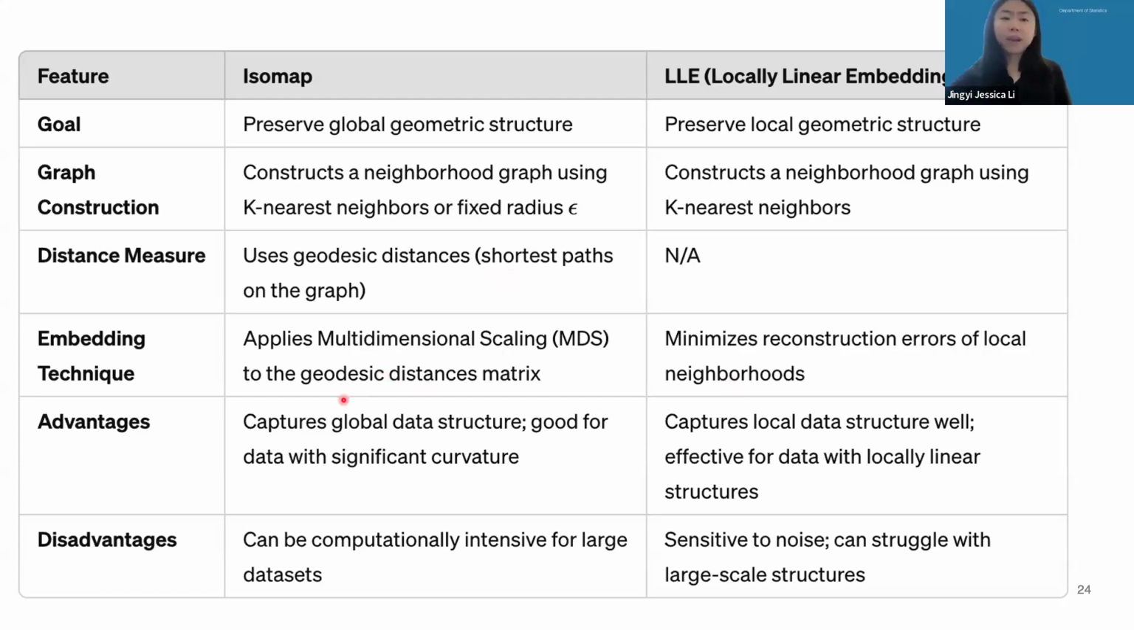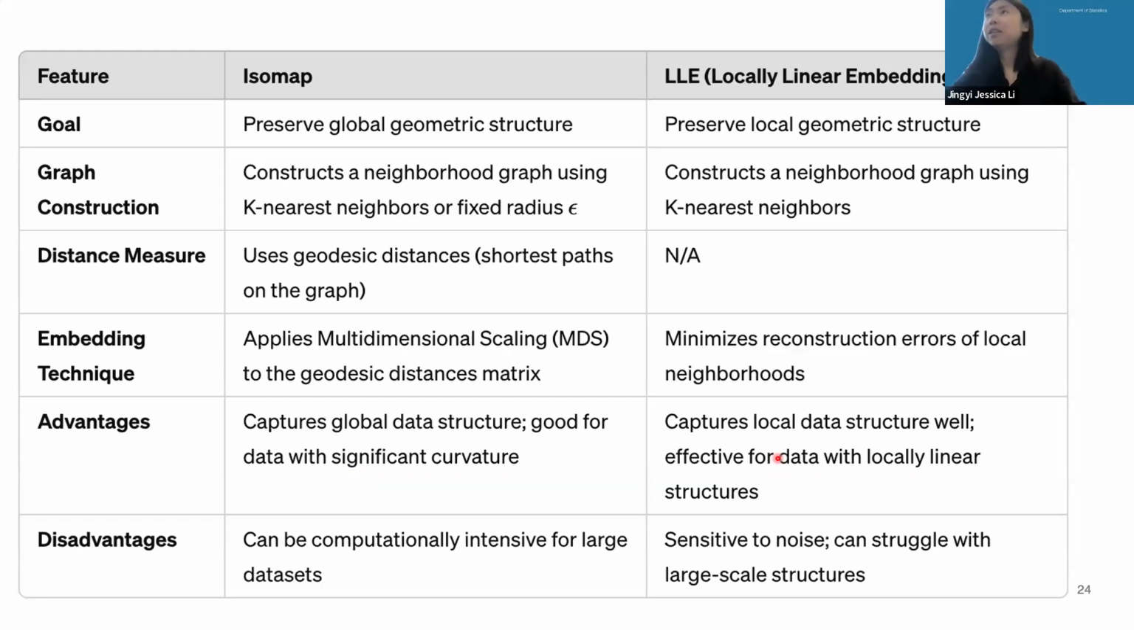Advantages: Isomap captures global data structure, good for data with significant curvature. While LLE captures local data structure well, it's effective for data with locally linear structure. So it depends on what the data is like. Disadvantages: geodesic distance can be computation intensive for large data sets, which is actually step 2.